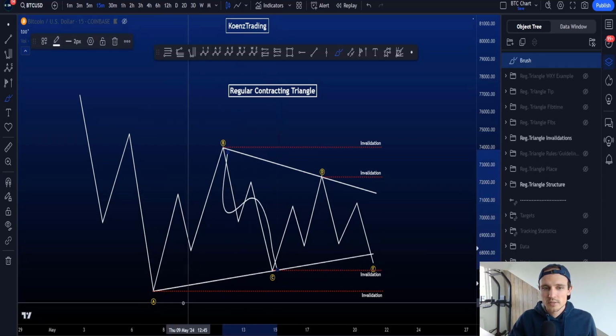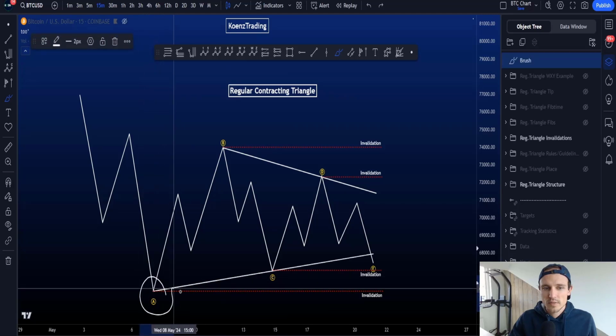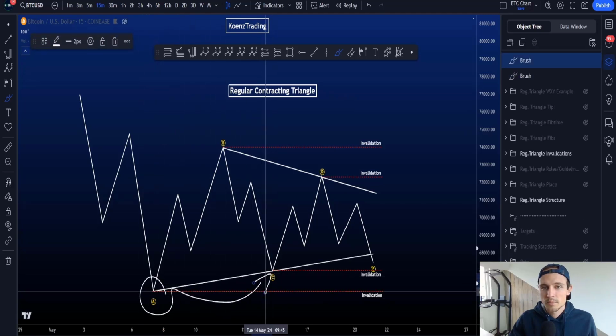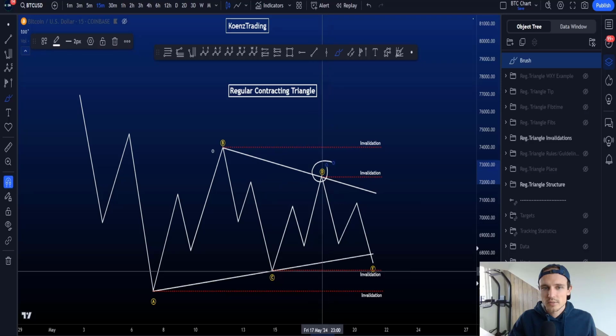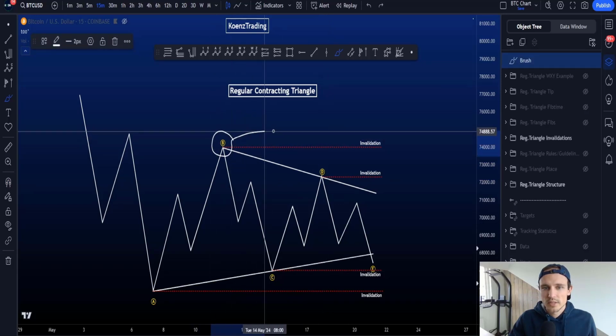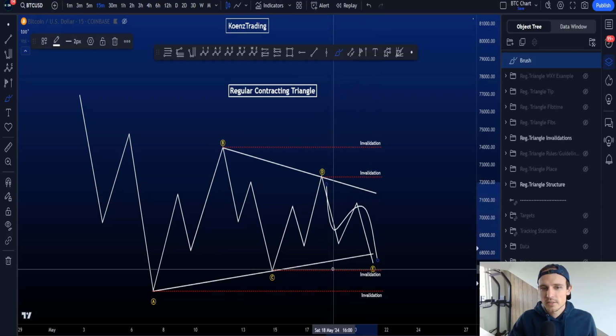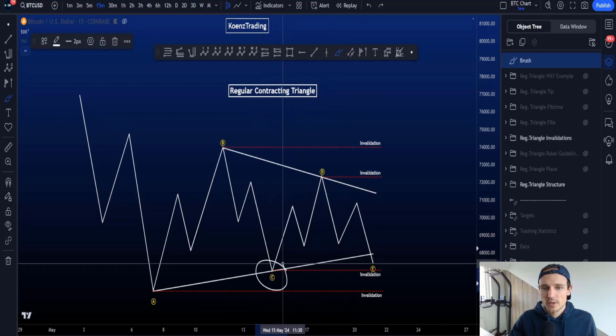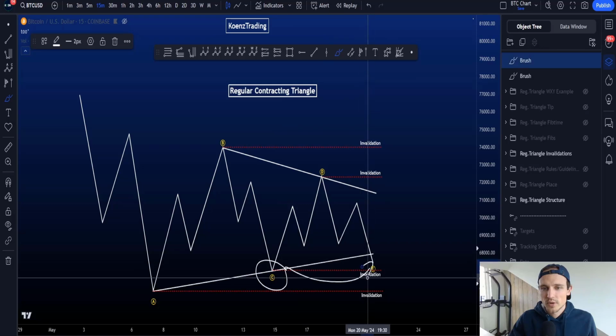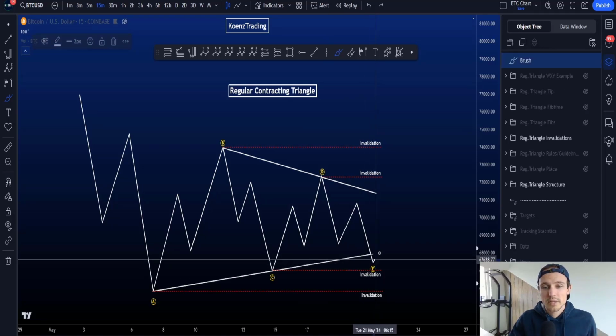Once wave C is finished, the invalidation from wave A is going to move to the C pivot. Once wave D is finished, the invalidation of wave B is going to move to wave D. Once your wave E is finished, your invalidation of wave C is going to move towards the wave E pivot because now you expect continuation.